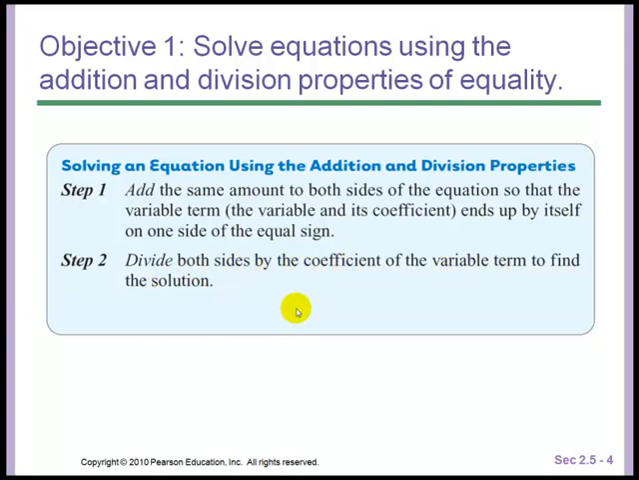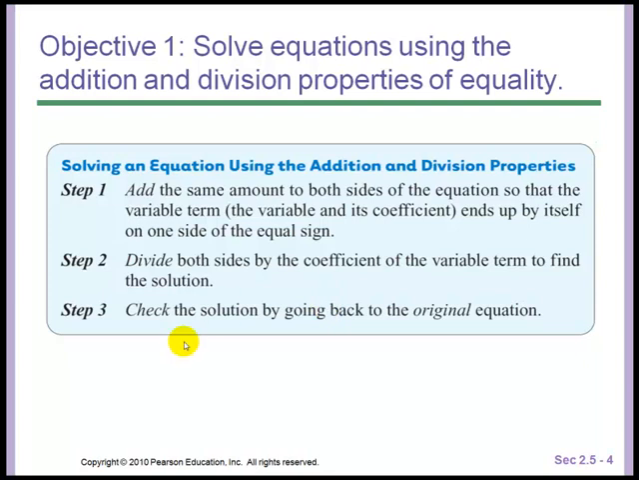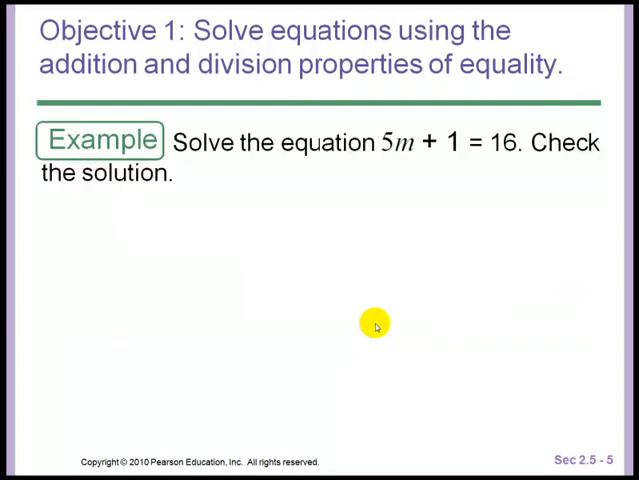Your end goal is to have a coefficient of a positive 1. So you want your answer to be x equals a number or a number equals y. Lastly, check the solution by going back to the original equation. Example. Solve the equation 5m plus 1 equals 16. Check the solution. So, step 1, we want to get the variable term, the 5m, by itself.